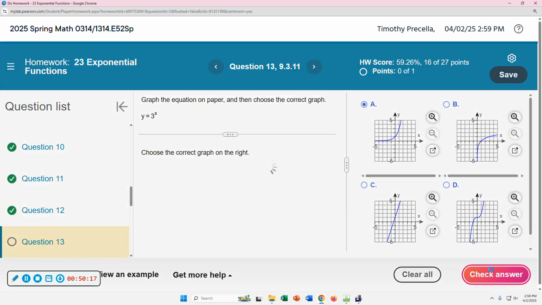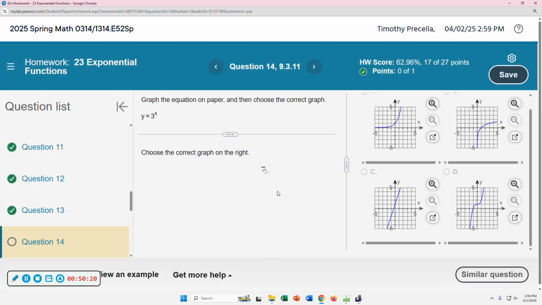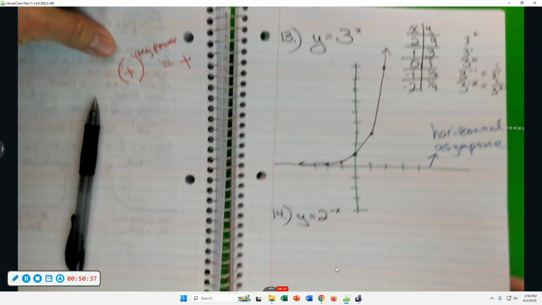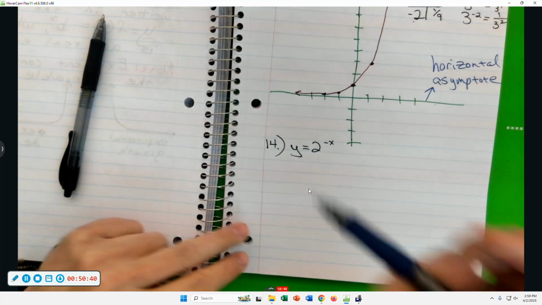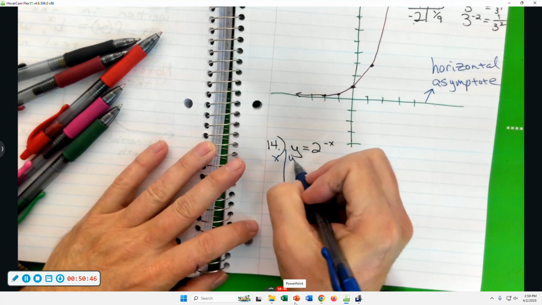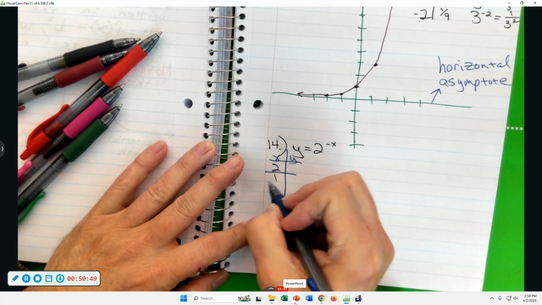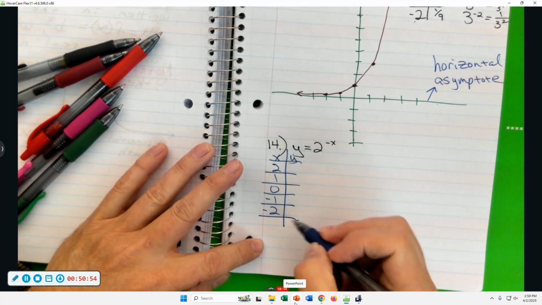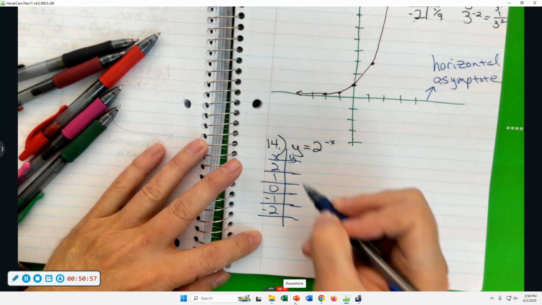Okay. Number 14. Exponential growth. Y equals 2 to the negative x. Once again, I'm going to make a table of values, and I'll use the integers from 2 to negative 2. And that should be enough to get a good picture drawn.